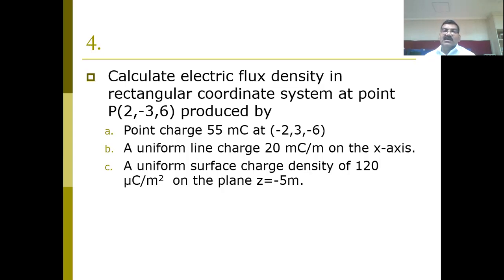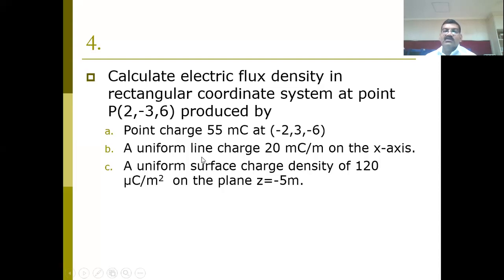So you have to find the electric flux density in a rectangular coordinate system. Electric flux density, you just find it at a point, that is the D, due to the point charge. So for D, the point charge formula is there, D equals Q upon 4 pi R square aR, a simple formula. Find the vector joining these 2 points and the unit vector. Put the values in the formula, you'll get the answer.